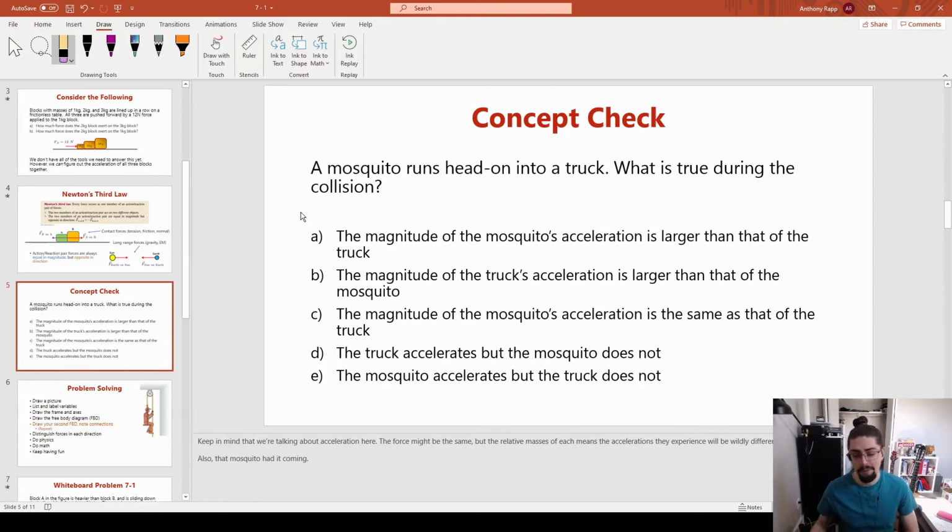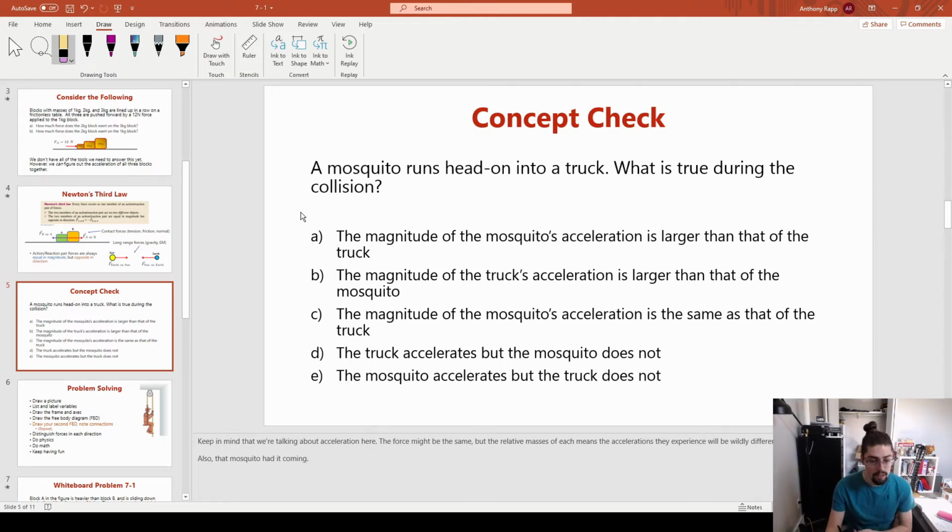Okay, so what we're thinking about here. Both of these things, right? When they come in contact, the mosquito is in contact with the truck. There is a force between the two. That force, by Newton's third law, is equal and opposite. So whatever force the truck exerts on the mosquito, the mosquito is also going to exert on the truck.